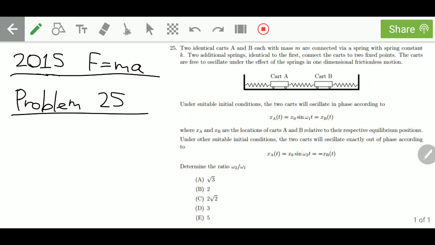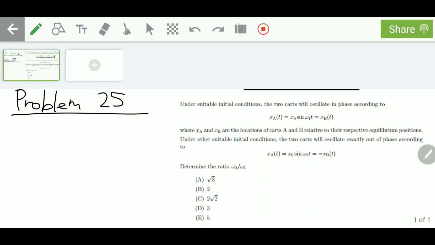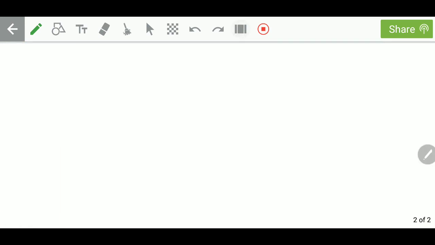And we are told that, given the right initial conditions, the two carts will oscillate in phase. And given the other initial conditions, the carts will oscillate out of phase. And we're asked to find the ratio omega 2, where omega 2 is the ratio of out of phase oscillations, and omega 1, where they are in phase. So what do these two conditions look like?